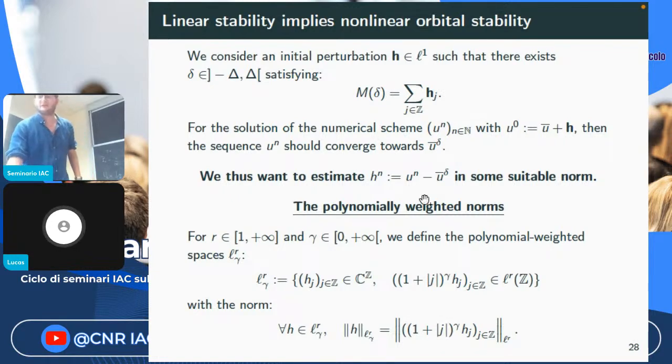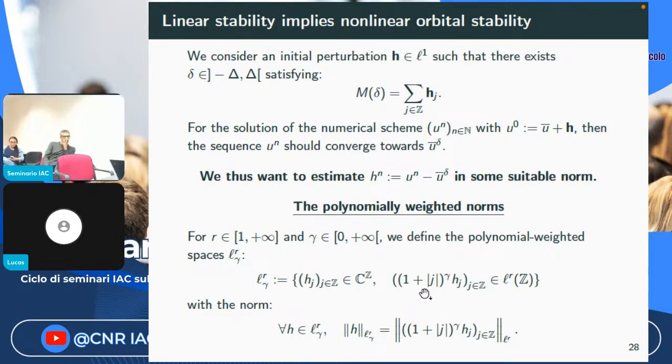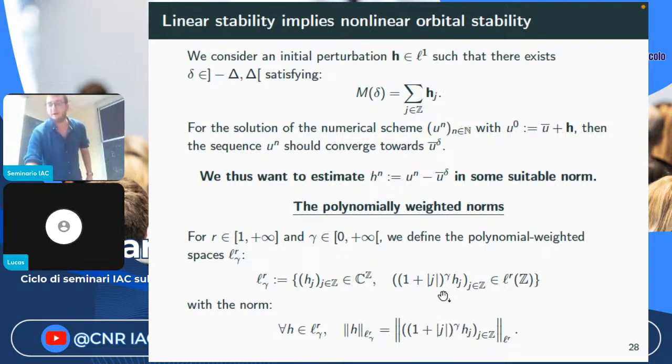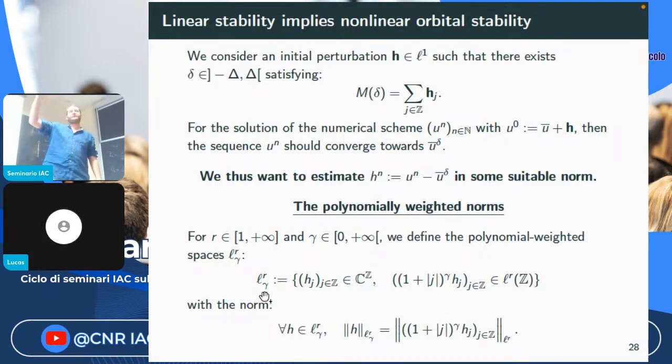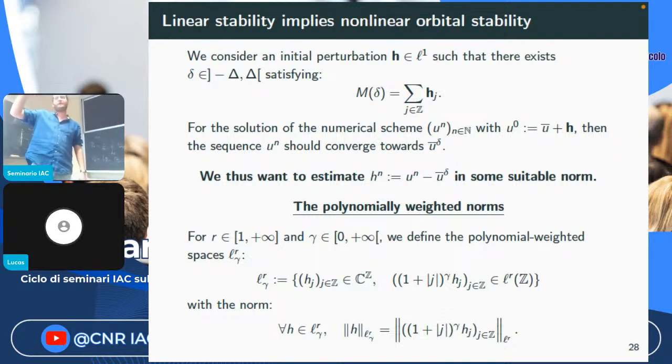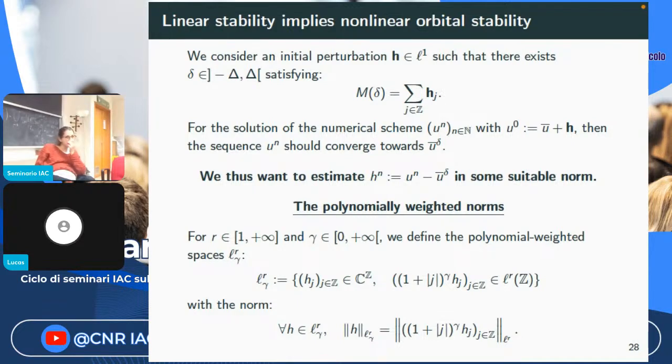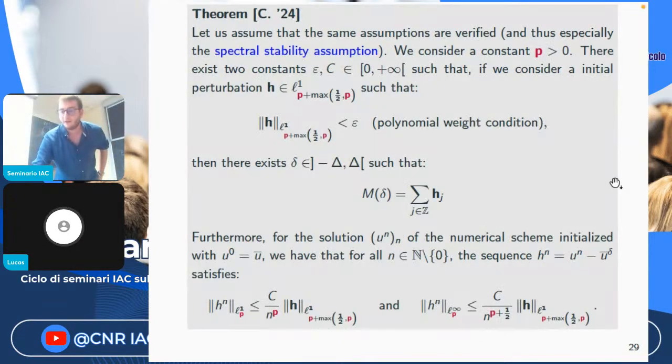So essentially, you need to introduce this space of sequences such that the sequence (1 plus j) to the power gamma times hj must be in L^r. So the gamma will be at the bottom here. It describes the polynomial power that will be introduced on the sequences H. So using this, the nonlinear stability theorem that we obtain is the following one.